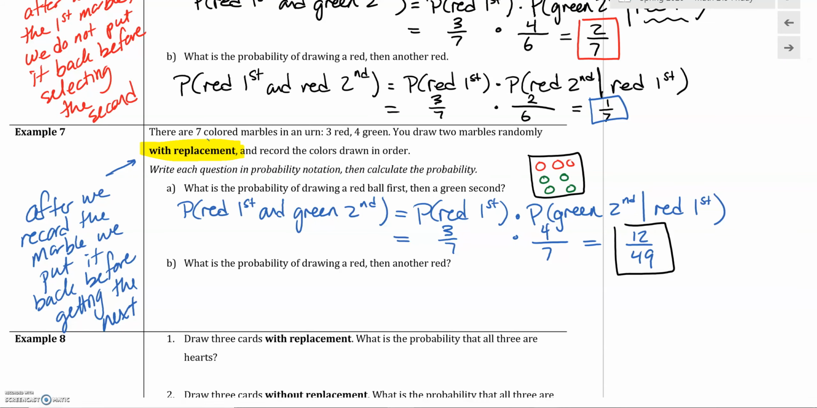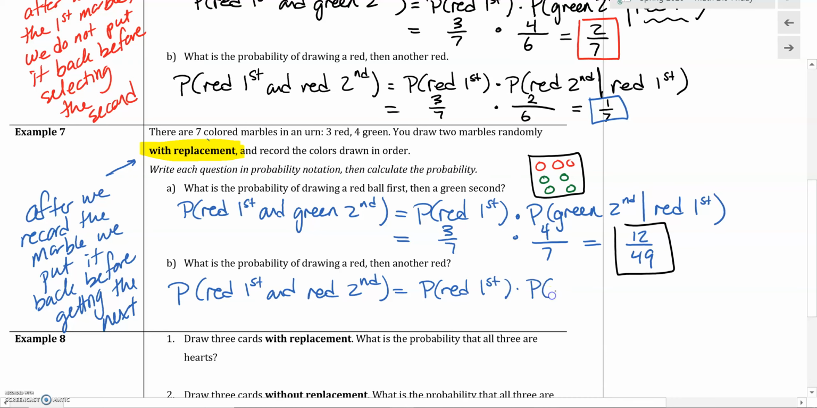Alright, let's race the clock to finish this page. So let's see, what's the probability of drawing red and then another red? Same question, but again, here we're using replacement. Red first and red second. Okay, I'll write out the rule again. Probability of red first times the probability of a red second, given we drew out a red first. Alright, well, looking at our bucket of marbles, the probability of getting a red is 3 out of 7.